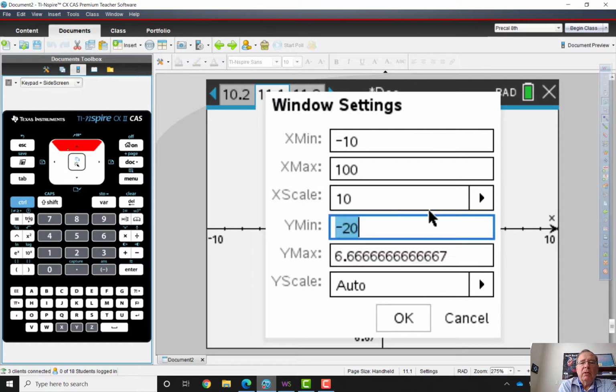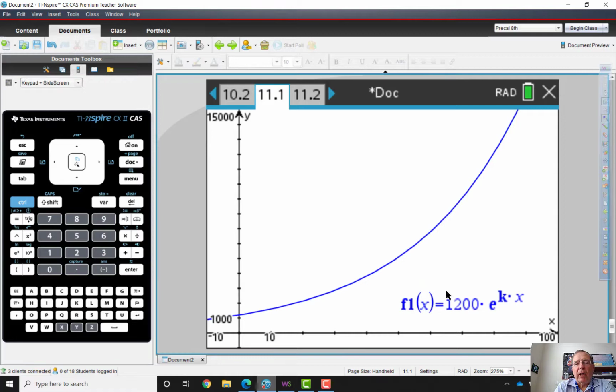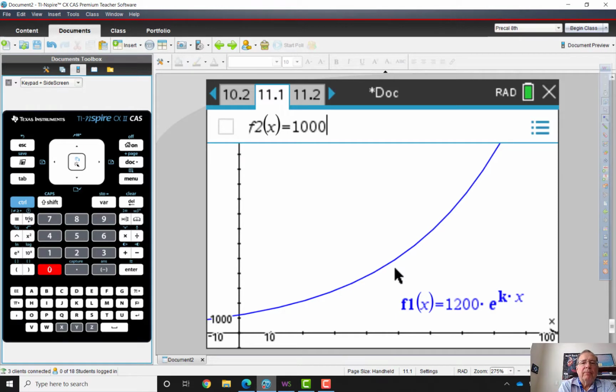actually let's go negative 1,000 to 15,000 by thousands. And there I have a nice graph. And then I'd go back in and say 10,000.